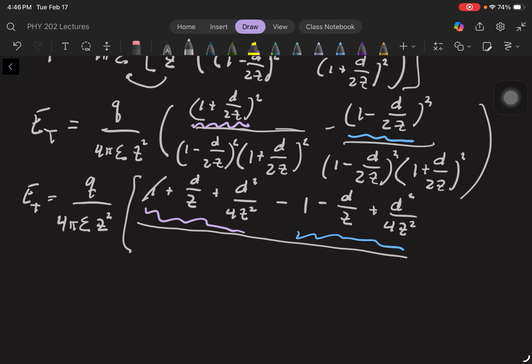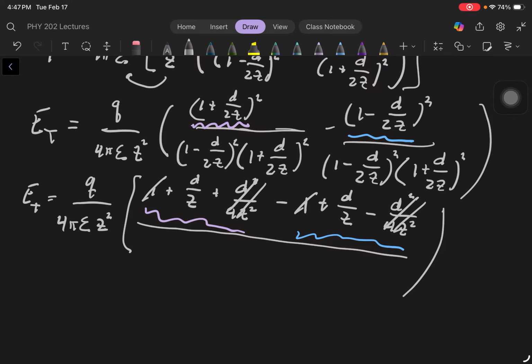And so let's see, we have 1. Oh, there was a minus sign out front, which I ignored. So this is positive. That's negative. And so we have 1, we have d squared minus 4z minus d squared minus 4z. And so we have d over z plus d over z. So we have a 2d over z as our numerator.